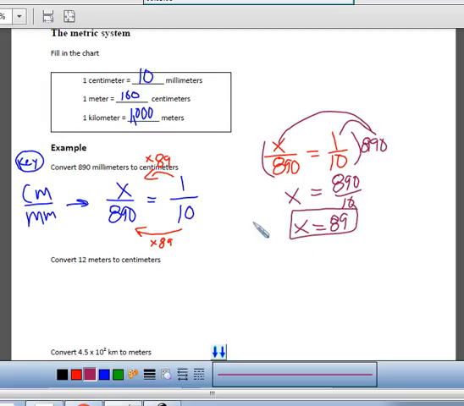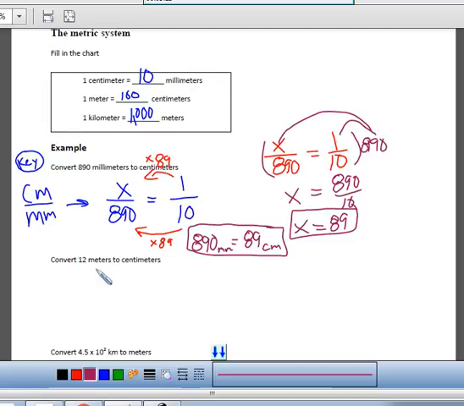So, let's answer the question. Convert 890 millimeters to centimeters. Now, this answer didn't have a label, by the way, so we were definitely not done. 890 millimeters equals 89 centimeters. And there's your final answer.